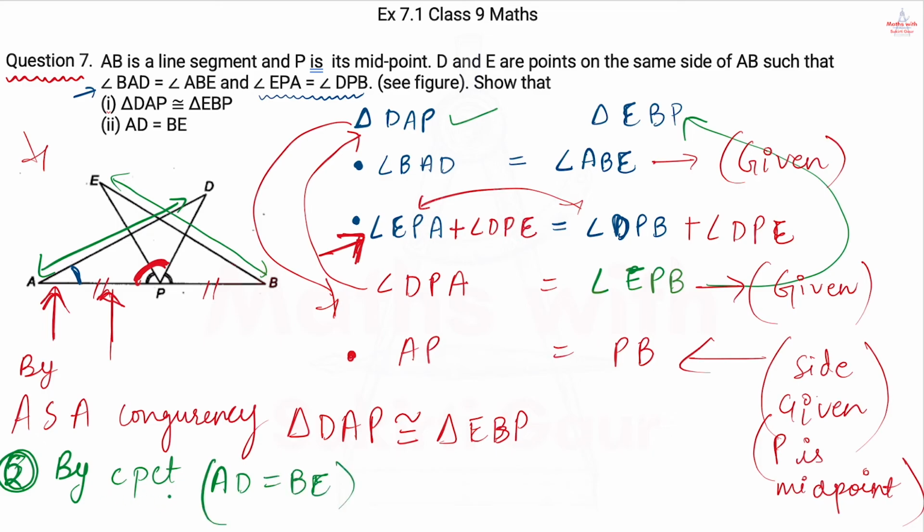Just by writing CPCT, you can say AD is equal to BE, but only when you have proved both of the triangles congruent. It is not possible that you skip the first part and only attempt the second one, just writing the second answer as by CPCT AD equals BE, just because Sukirti ma'am has told you that by just writing CPCT you can prove the second part. No, because you have to solve the first part, then only your ma'am or sir will know that you have proved these two triangles congruent, and hence you are saying that corresponding parts of congruent triangles are equal. So we are done with question number 7 of this exercise.